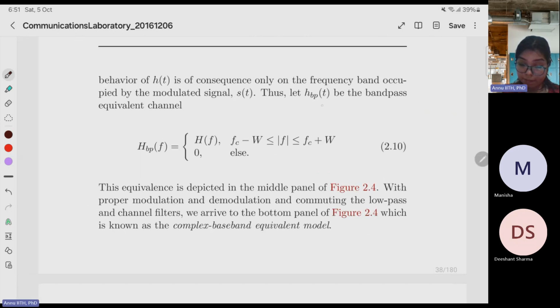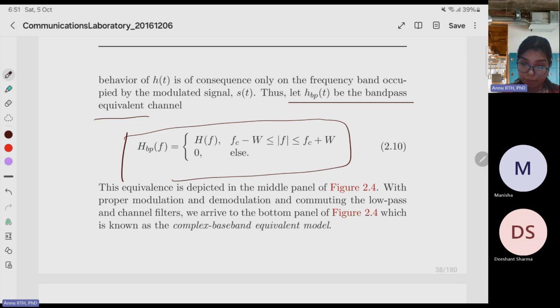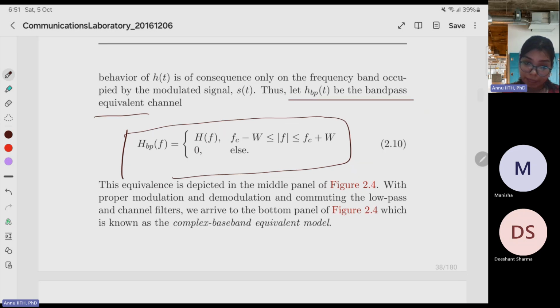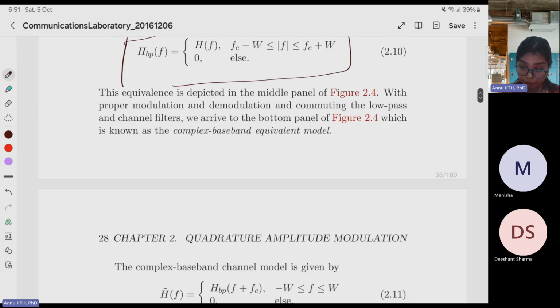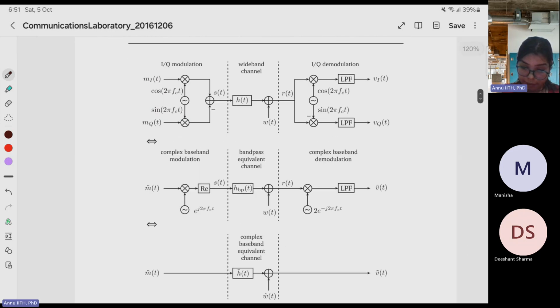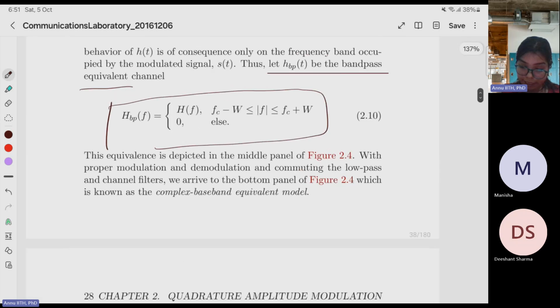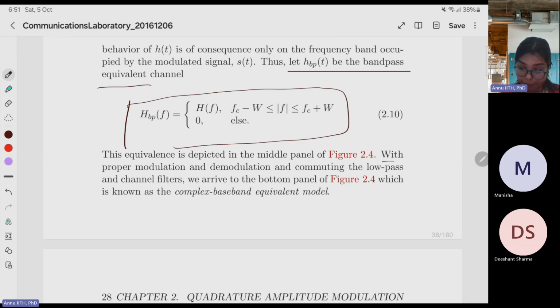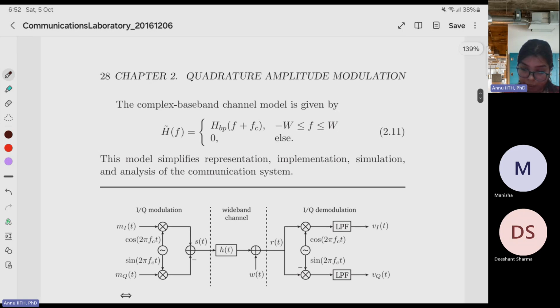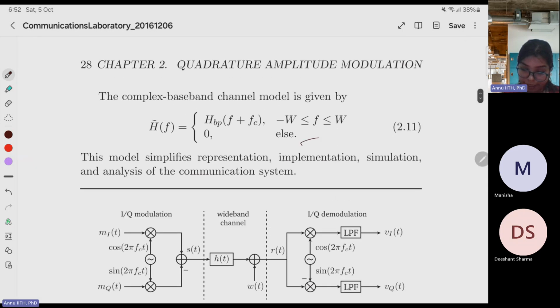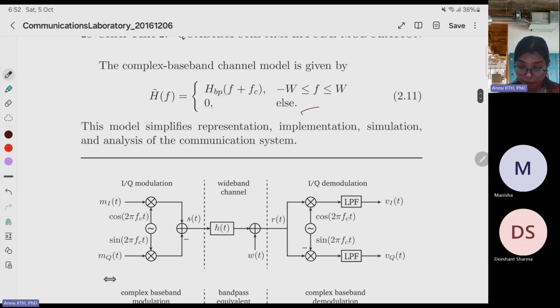The h_b(t), which is the bandpass equivalent channel. So this is H(f) defined for fc minus W to fc plus W, otherwise it is 0. The equivalence is depicted in the middle panel of figure 2.4, with the proper modulation, demodulation, and commuting the low pass and the channel filters. We arrive at the bottom panel of figure 2.4, which is known as the complex baseband equivalent model. The complex baseband channel model is given by this. The model simplifies the representation, implementation, simulation, and analysis of the communication system.